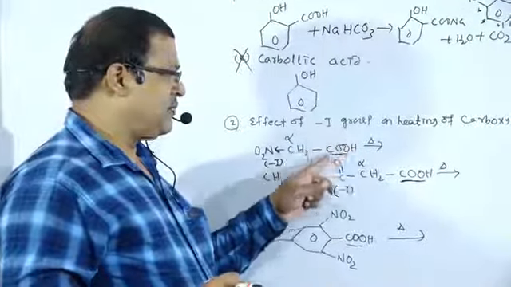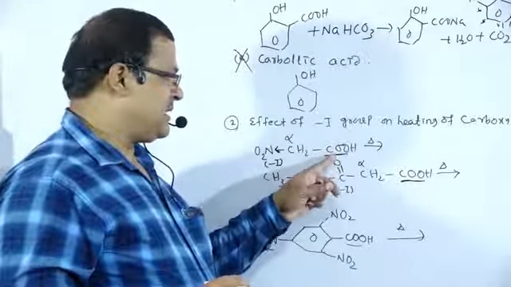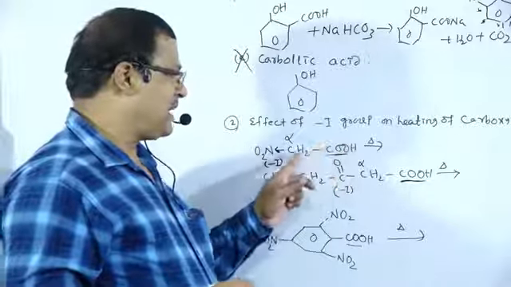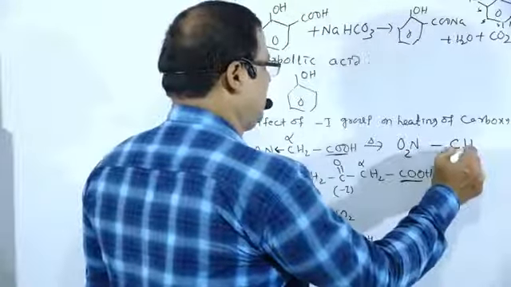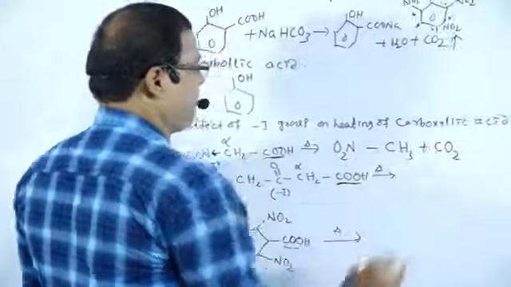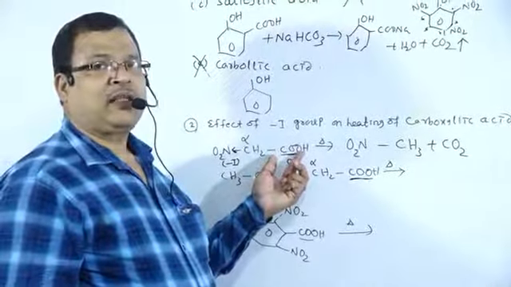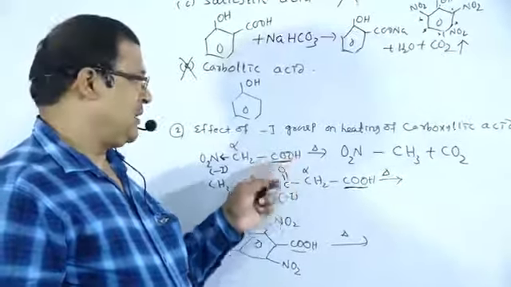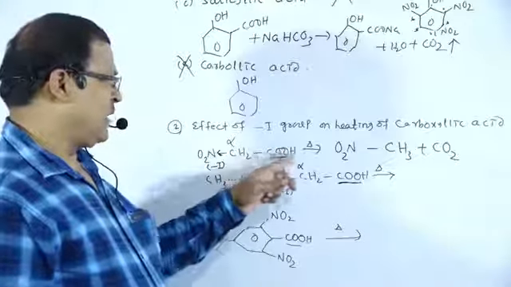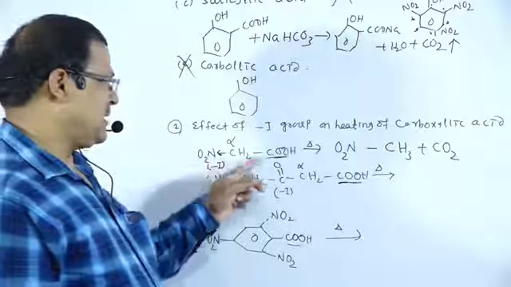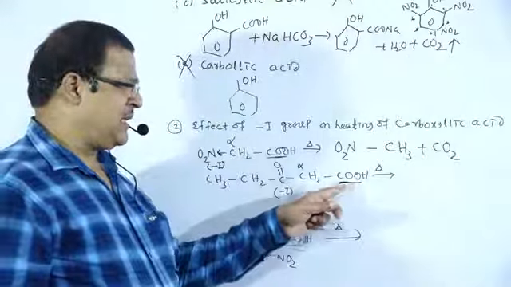This is removed in the form of carbon dioxide, and the hydrogen atom is attached to this carbon atom. So there is the formation of NO2 CH3 plus CO2. Mark this: carbon dioxide gas is released from the COOH group, and hydrogen is attached to this position. CH2H becomes CH3, so CH3 NO2, nitromethane.